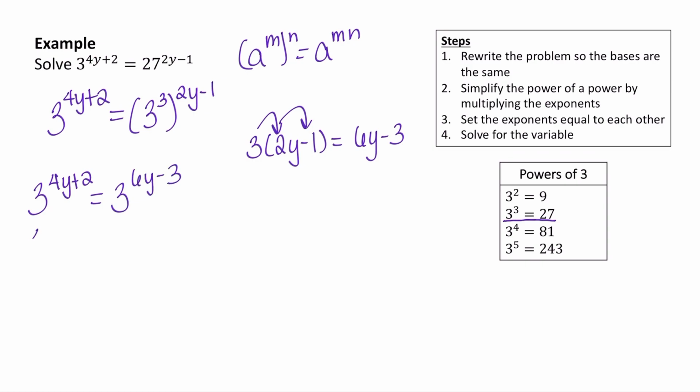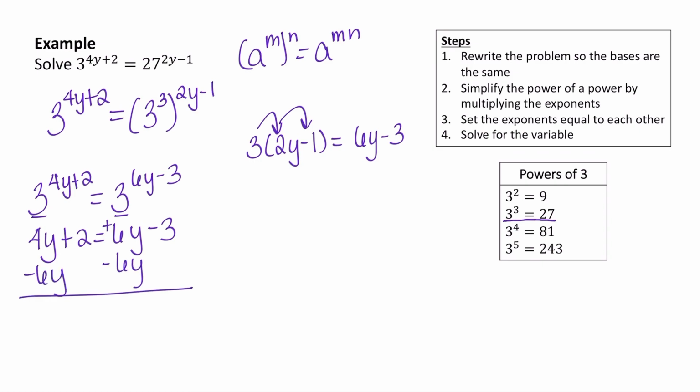So now what I need to do is set those two exponents equal to each other, right? Now I can do that because I have the same exact base on both sides of the equation. So when I set those two exponents equal to each other, I need to now solve for y. So notice on the right I have a 6y, right? It's a positive 6y, so I'm going to do the opposite. I'm going to subtract 6y from both sides.